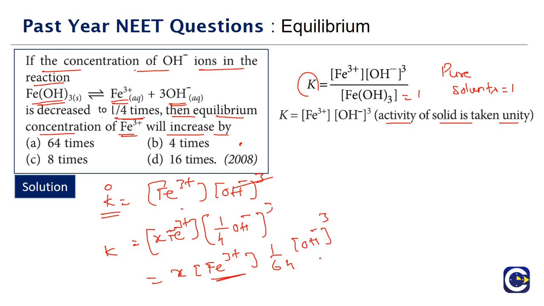So this value and this value are as they were originally. Means x into 1/64 must be equal to 1. That's when the equilibrium constant will remain the same, which means x should be equal to 64. Which means the Fe3 plus will be increased by how many times? It will be increased by 64 times. That's when we will be able to maintain the equilibrium constant to be the same. Clear? So this is a straight question based on how the change in concentration of one of the substances will affect the concentration of the other substance at equilibrium.